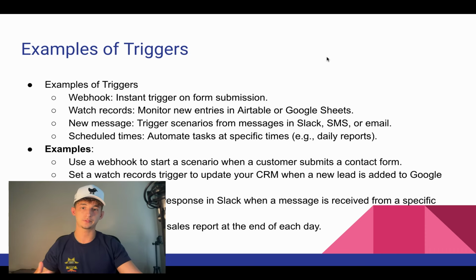Now let's talk about some examples of triggers. As we already talked about, webhooks instantly trigger on form submissions or different things. Watch records just monitors new entries in Airtable or even Google Sheets. A lot of different use cases there. It's not just limited to these two. New message triggers scenarios for messages in Slack, SMS, or maybe even email. Then there's scheduled times, where you could automate tasks at specific times, like daily reports that happen at 2 p.m.